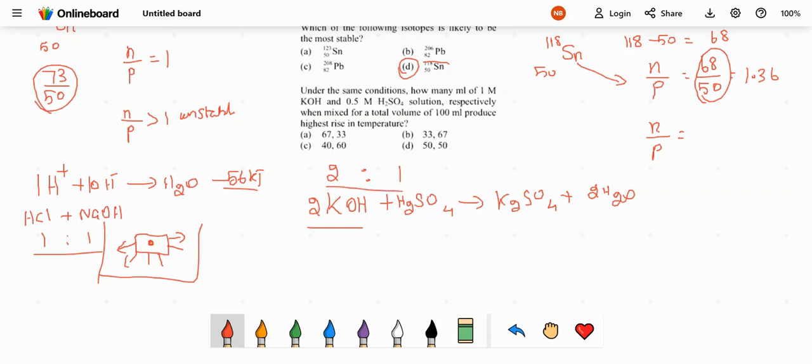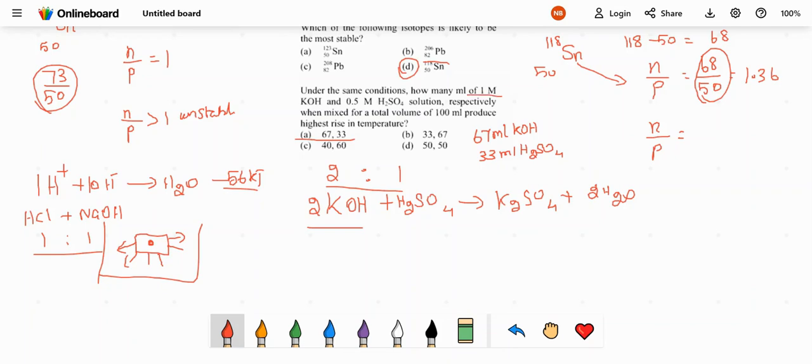That is why we have to check whether they have taken the 2:1 ratio for this case or this case or this case. First, I am going to check with the 67 and 33. What they are saying is, 67 ml of KOH and 33 ml of H2SO4 have been taken. Let us check whether they have taken the same mole ratio. Then it will be possible to get the maximum neutralization. Okay, let us check that.